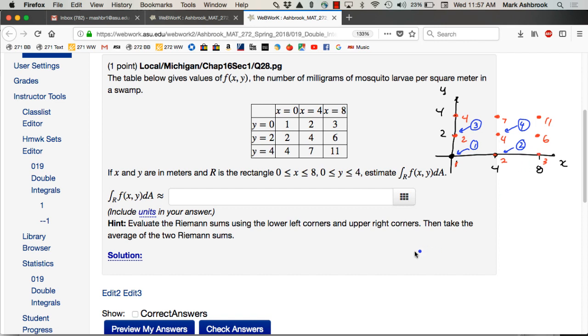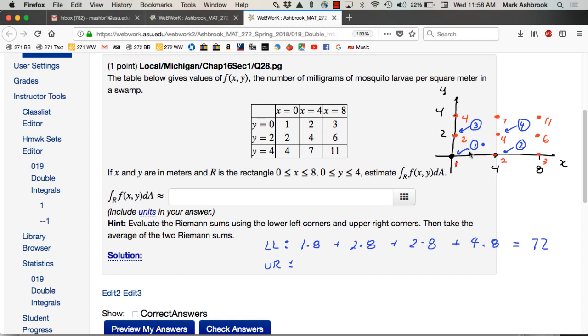So then if we do lower left, our first one is going to be 1 times 8, then plus 2 times 8, plus another 2 times 8, plus 4 times 8. And what is that? 32 plus 64, 72. Check my math.